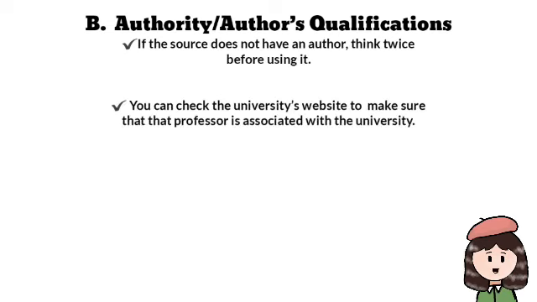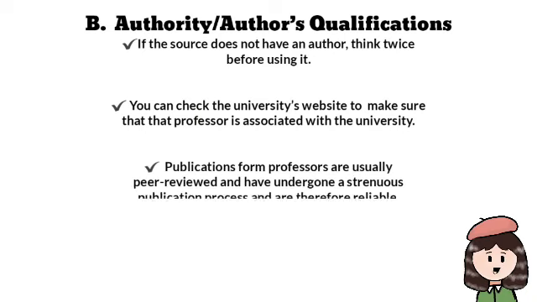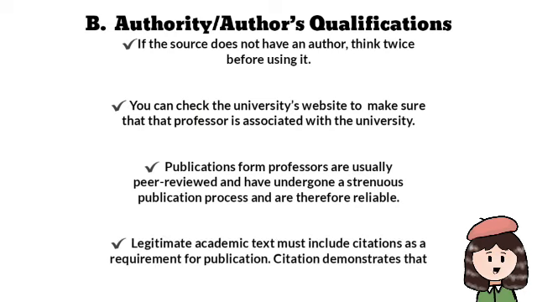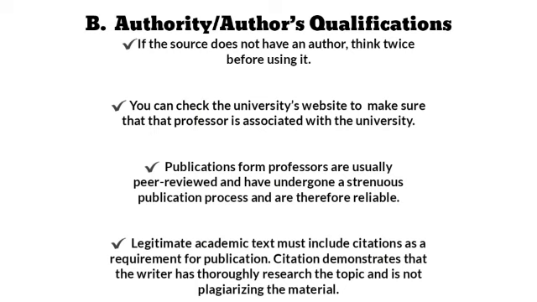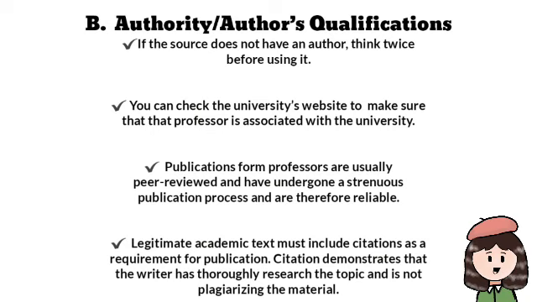You can check the university's website to make sure that the professor is associated with the university. Publications from professors are usually peer-reviewed and have undergone a strenuous publication process and are therefore reliable. Legitimate academic texts must include citations as a requirement for publication. Citations demonstrate that the writer has thoroughly researched the topic and is not plagiarizing the material.